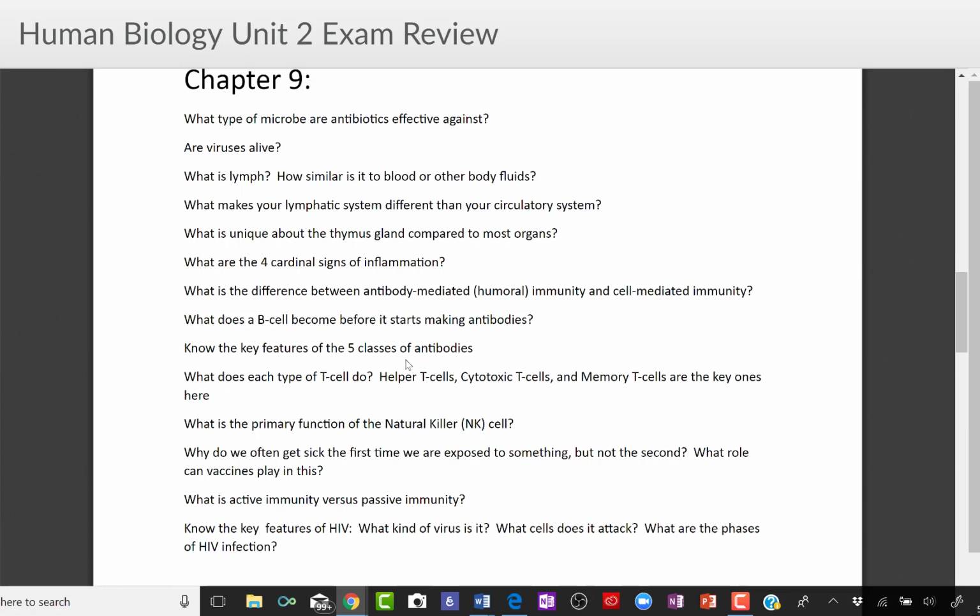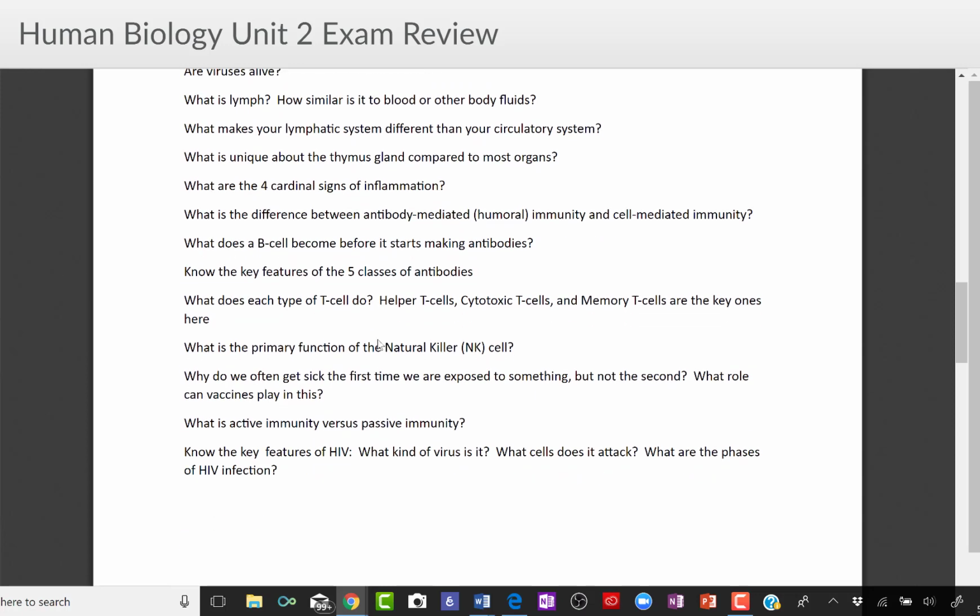That's only the small stuff that's in blood. So lymph is very similar to blood plasma. It's like the fluid portion of blood with all the larger things like the plasma proteins removed. So that's what makes it similar to blood and other body fluids.